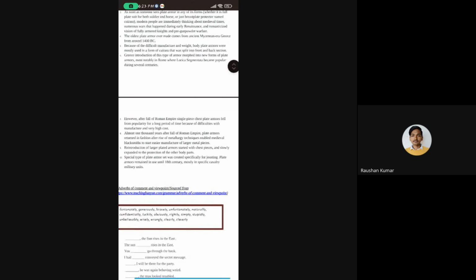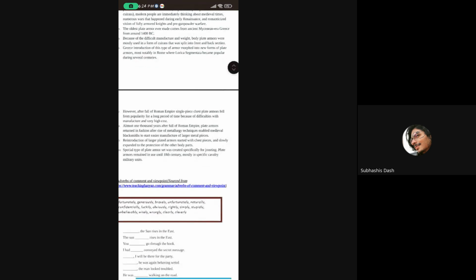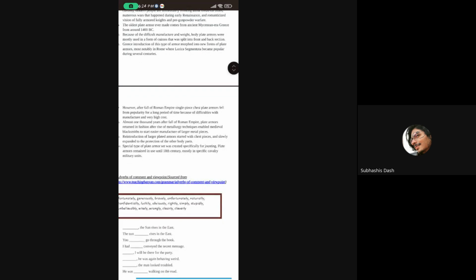Sixth one: "Introduction of this type of armor morphed into new forms of plate armors, most notably in Rome, where Lorica segmentata became popular during several centuries." In the first line, there's no adverb, ma'am. In the first line, yes, I agree there are no adverbs. Second line, most. Okay, most is an adverb. How about notably?